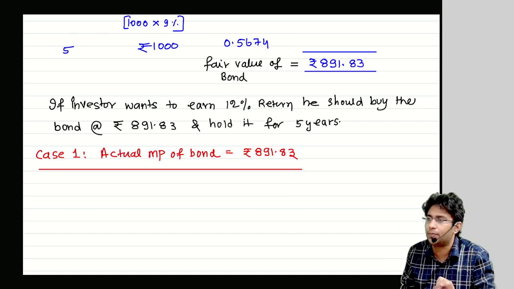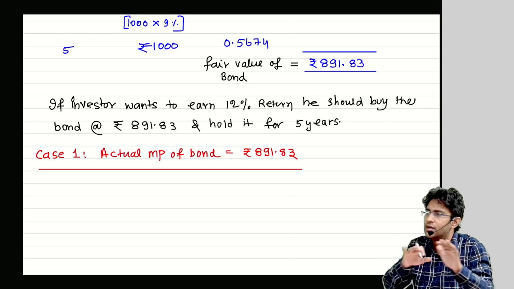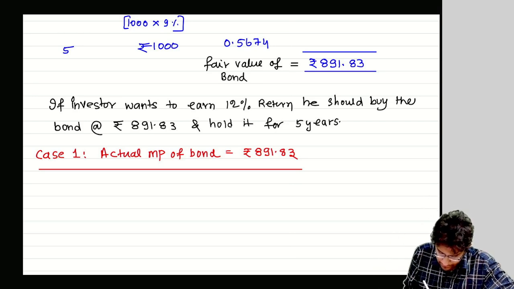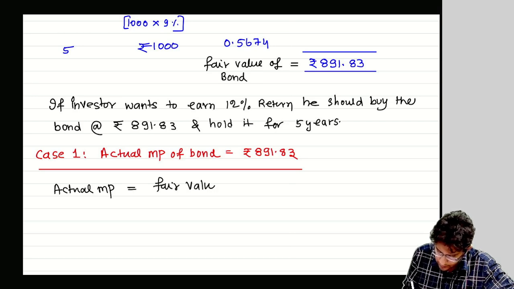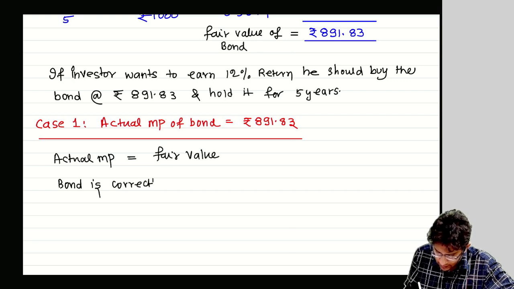What is the meaning of correctly priced? How much I should pay? The bond is also trading at the same price. Actual market price is equal to fair value of the bond. What is the meaning of this? The bond is correctly priced.